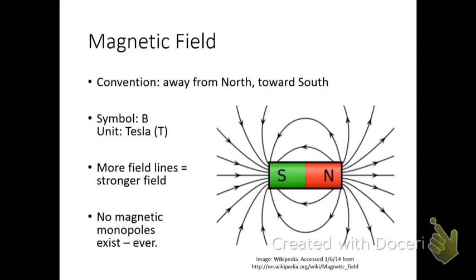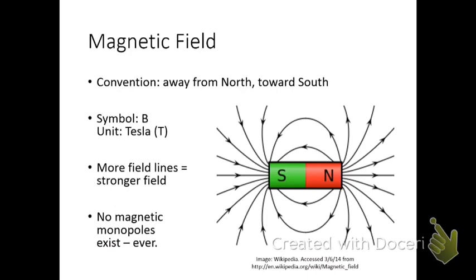Hey guys, let's talk about magnetism now. The convention for the magnetic field is that, at least outside the magnet, it points away from the north, loops back around, and goes in the south. Magnetic field shape is going to change based on the shape of the magnet, but the one we talked about was a bar magnet.